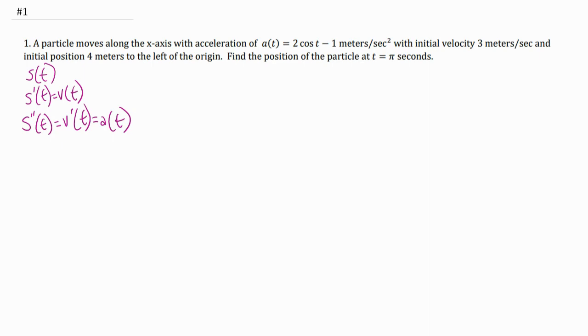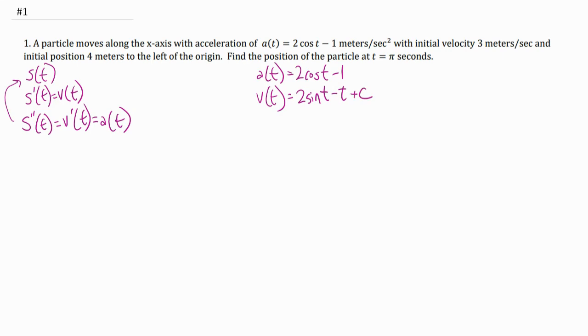So what we need to do now, instead of finding derivatives, is find antiderivatives to go backwards to get the position function. So we're going to start with a of t, which I'm going to go ahead and just rewrite. And then to find the antiderivative, we find velocity. The antiderivative of cosine, so what derivative gives me cosine? That is sine. Antiderivative of -1 would be negative t. And then don't forget to put plus c.